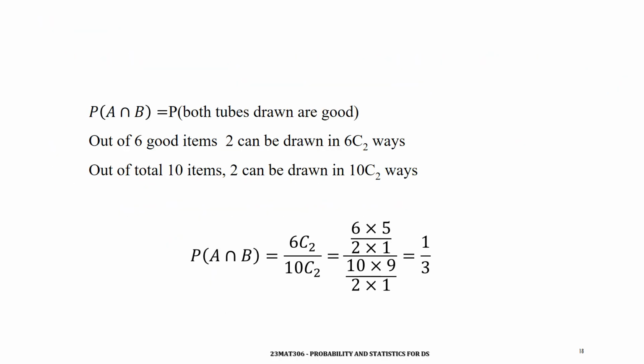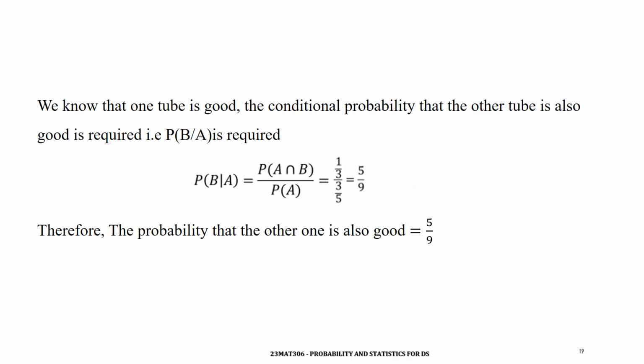So, probability that both tubes drawn are good. Already one drawn is good and the other one drawn must also be good. So, out of 6 good items, 2 can be drawn in 6C2 ways, and out of 10 items, 2 can be drawn in 10C2 ways. So, probability of A intersection B is equal to 6C2 divided by 10C2, which is 1 by 3. By applying the formula carefully, we can compute the result.